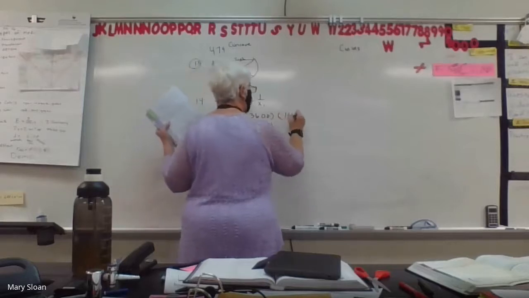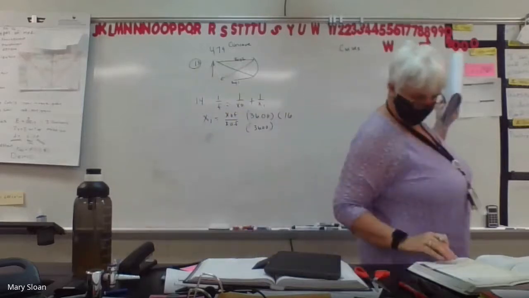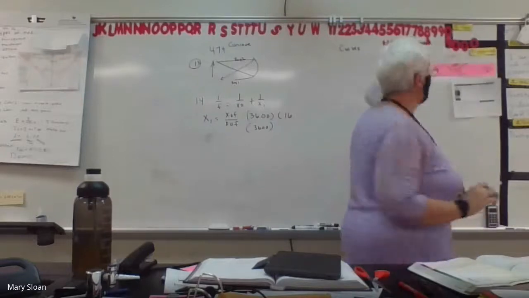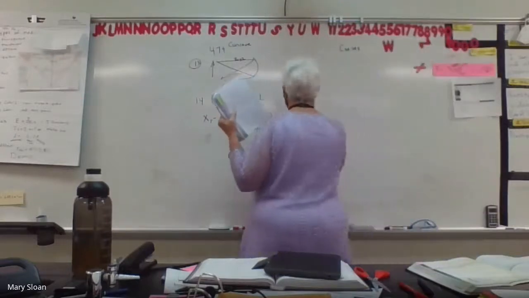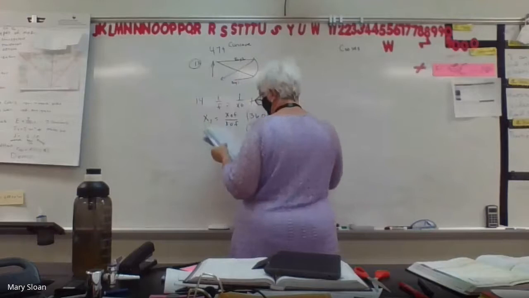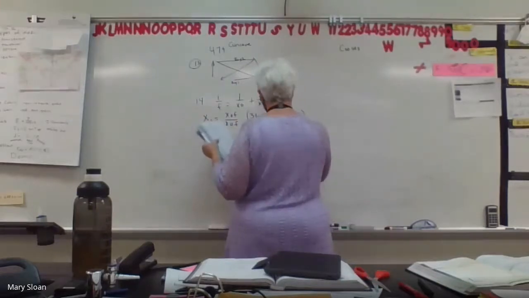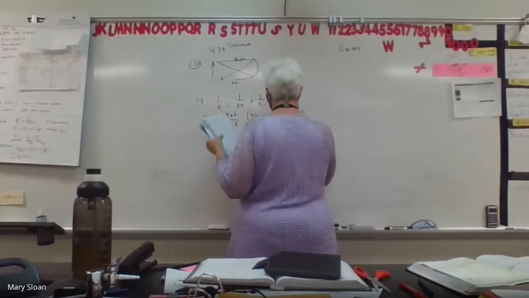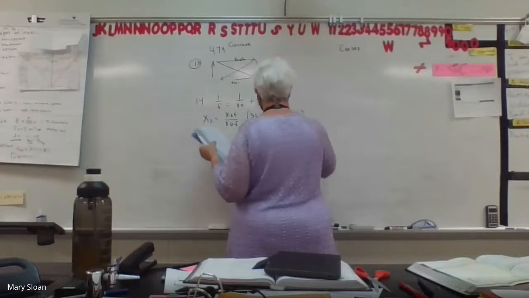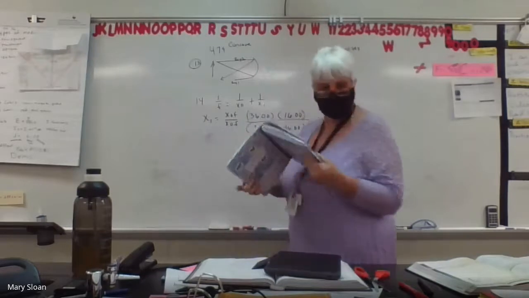And it says that it's 16 from the focal length. 16 is on the top, and you're going to have a negative 16 on the bottom. So this is what your formula is.